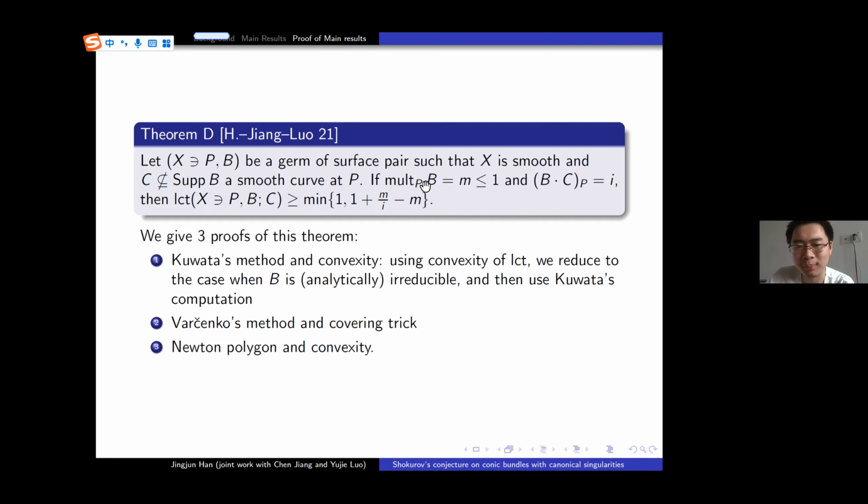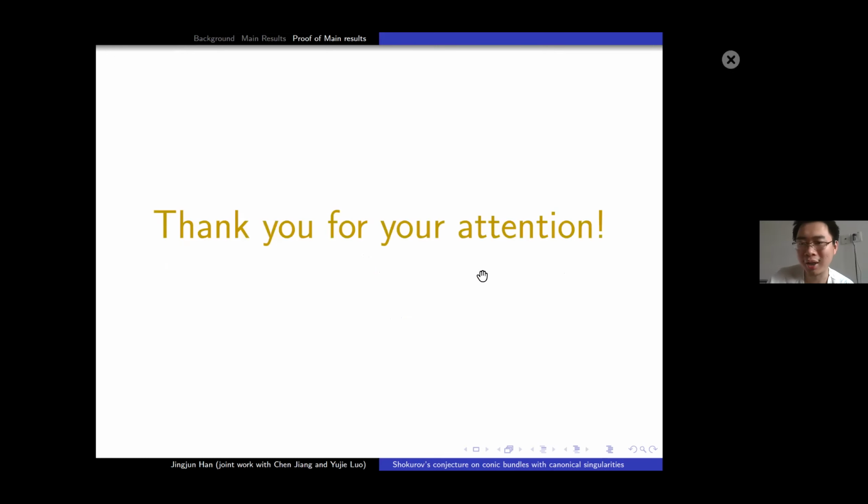Which means that the multiplicity is less than or equal to 1, and the local intersection is less than or equal to 2. And the last proof is based on the Newton polygon and the convexity. And for this proof, we can also prove Theorem D in full generality. So in our paper we provide 3 different proofs of this theorem. So I think I stop here, and thank you for your listening.